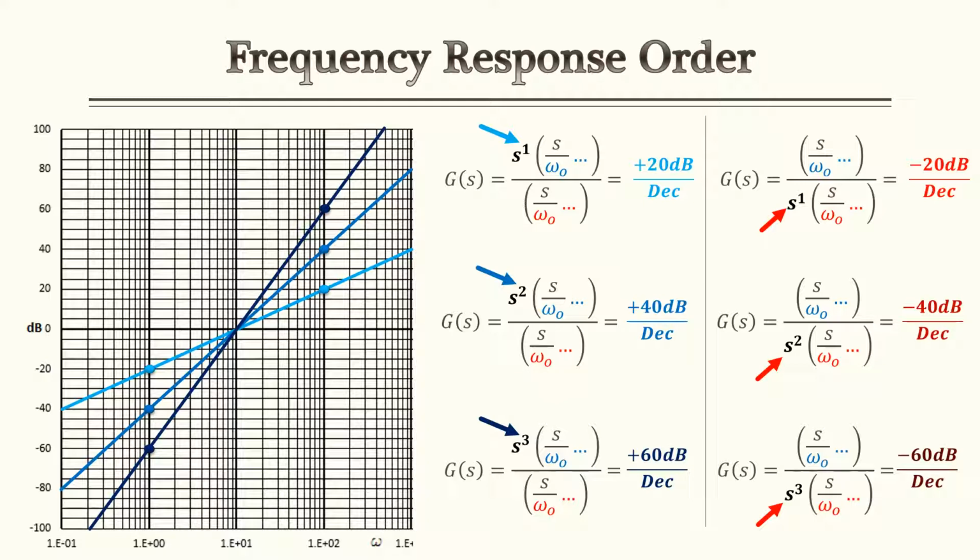And the same is true for the poles. For every pole order I add, for example, S to the 2, S to the 3, I actually subtract my slope by negative 20 decibels per decade. So be aware you need to adjust your slopes accordingly based on your order.